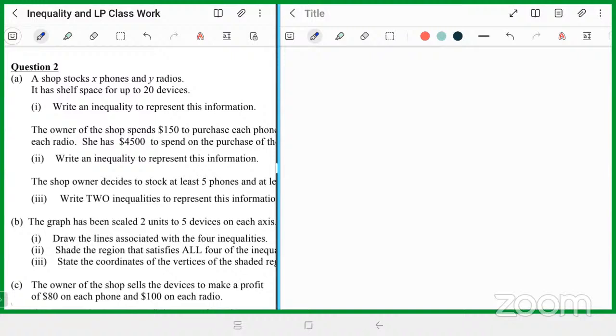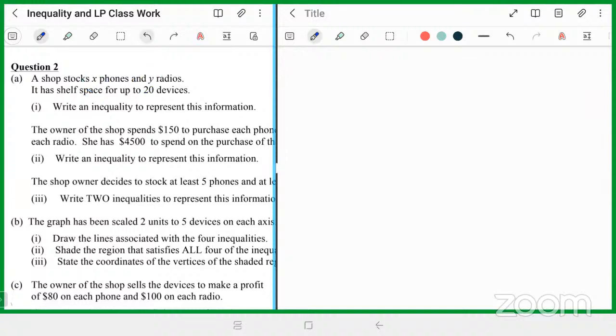All right. So you don't know at the beginning how much you're going to buy. In this question, for example, it says a shopkeeper stocks x phones and y radios. So they're going into business and they're going to buy some phones and radios to sell, but they don't know exactly how many yet. So they decide to call the number of phones x and the number of radios y, and based on the conditions, they set up some inequalities with x and y.